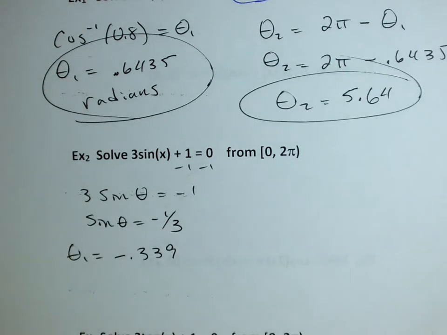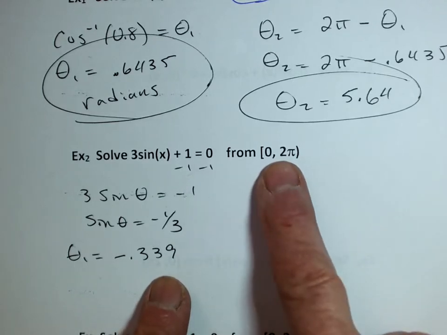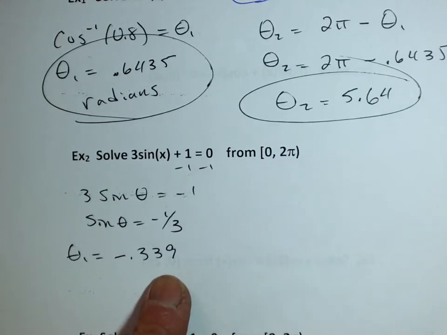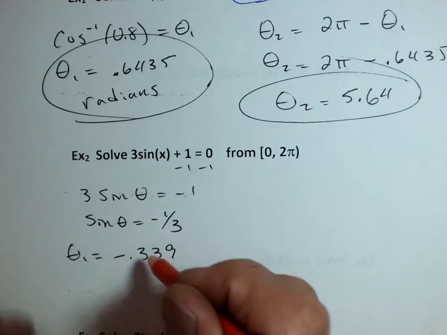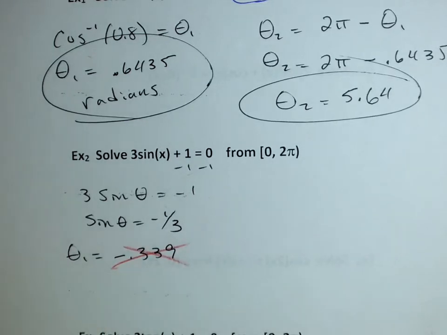However, that is not between 0 and 2 pi, is it? I can't keep this answer, because that is not within my domain. So my chart says, well, let's put it on the circle by going around. Okay, ready? If I go around 360, but not really 360, but 2 pi, right?